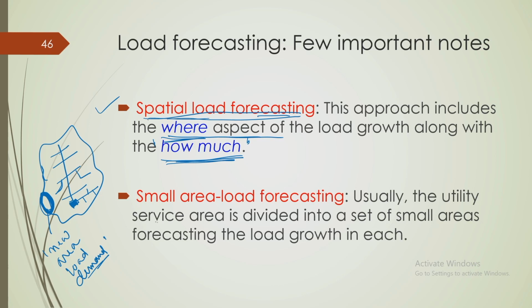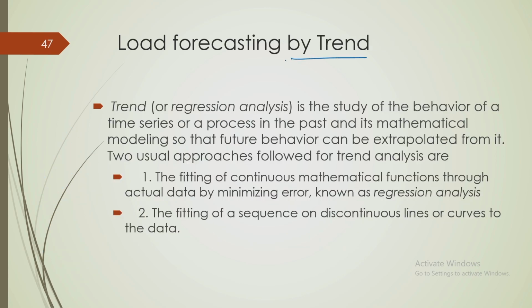There is another approach called small area load forecasting, in which the utility divides the area into a set of small areas and then forecasts the load growth for each of the areas. Now, this is one way of load forecasting, by trend or regression analysis. Based upon the load growth behavior of the last few years, we can forecast how the power demand would be. How can we determine that?